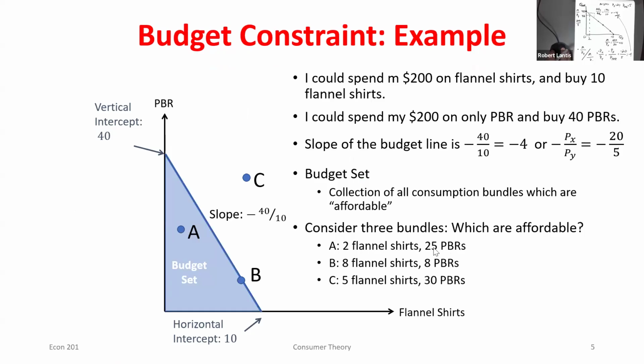PBR is 5. 25 times 5 is 125. 125 plus 40 would be 165. I'm not spending all of my income. I know that I'd be somewhere below that budget line.